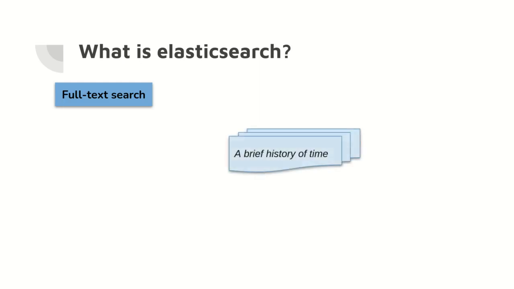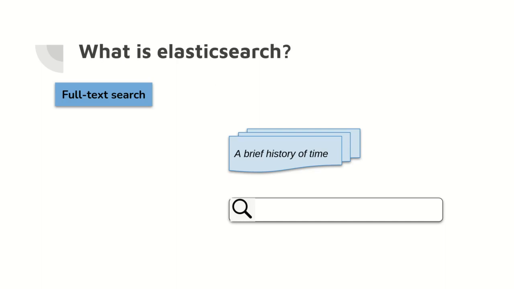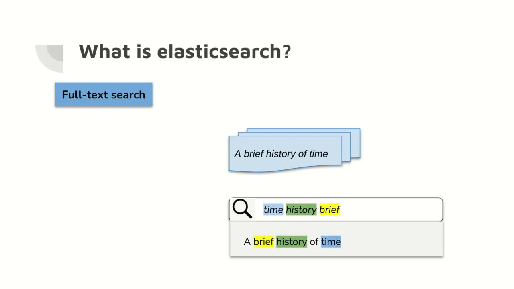Suppose we are storing book information in our database. The book name is A Brief History of Time, and the user in the search box writes something like: time history brief. That is, the terms are not in the exact order in which they exist in the book name. In spite of that, Elasticsearch finds the exact result and displays it by matching each and every term. But the same thing is difficult to achieve if you are using an RDBMS or other NoSQL databases.